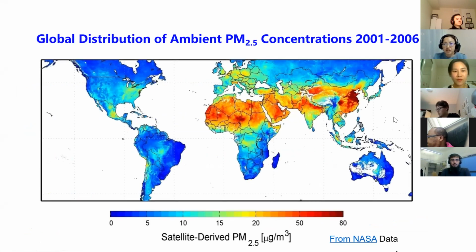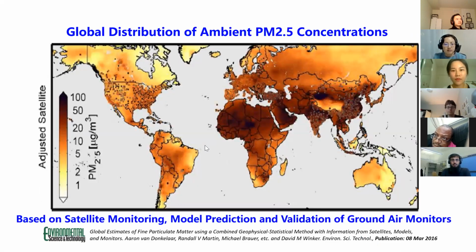Yeah, this is a general picture about the particles. This is from around 20 years ago, or between 20 years ago to 10 years ago. So this is a global distribution of the PM2.5. Later on, 10 years later, it was published in 2016, given by Aaron van Donkelaar and her co-authors. They based it on satellite monitoring, model prediction, and validation of ground air monitors, and gave this global map.